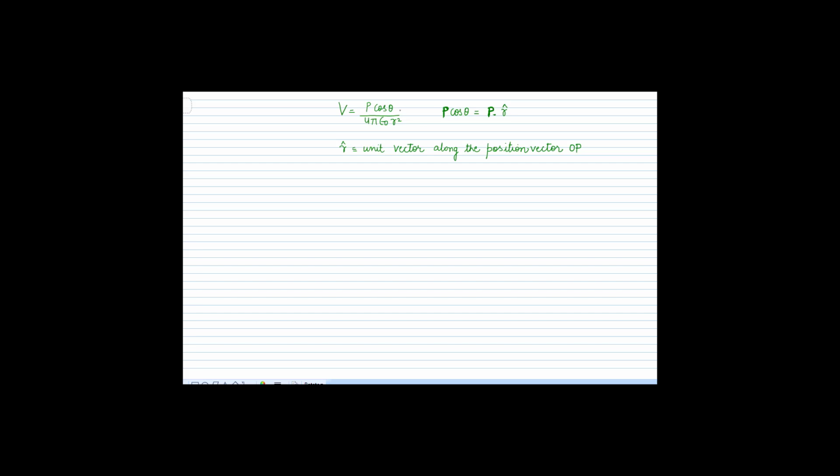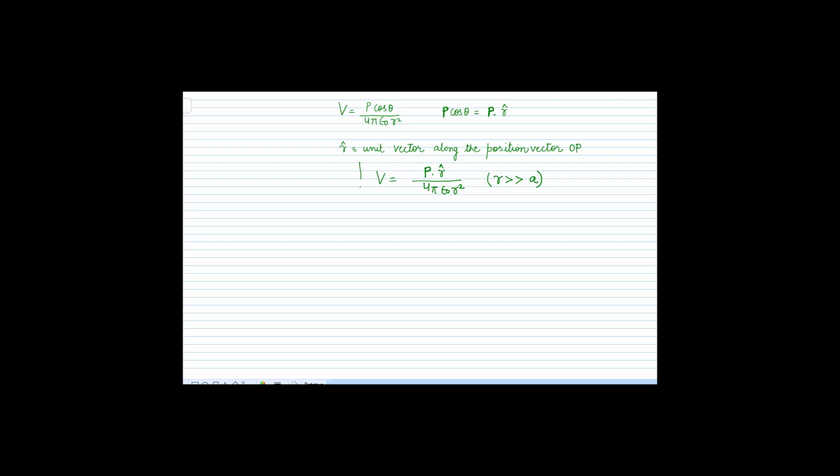And what is the condition we have used here? So let us put it into the scalar product form. V is equal to P dot r cap upon 4 pi epsilon naught r square, where P is the dipole moment. Here the distance r we have taken is very much greater than the distance of each charge of the dipole from the center, a. That means r is very much greater than a.